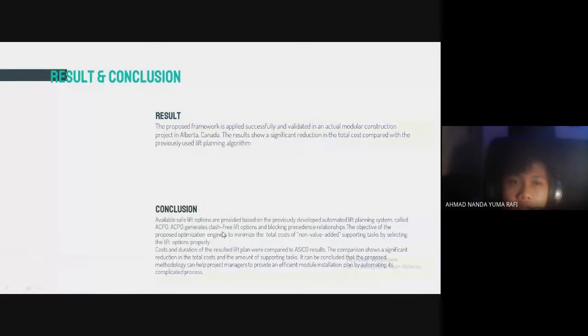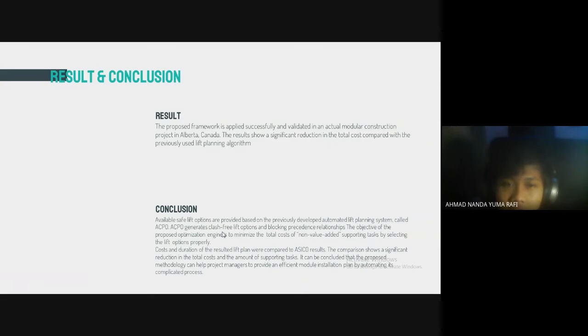And then for the result and conclusion, the proposed framework is applied successfully and validated in an actual modular construction project in Alberta, Canada. The results show a significant reduction in the total cost compared with the previously used lift planning algorithm.